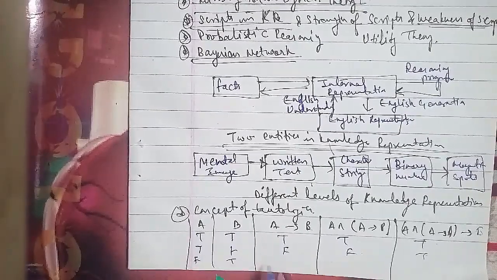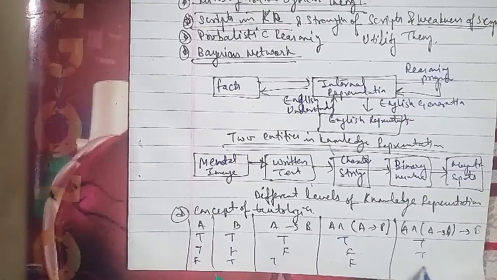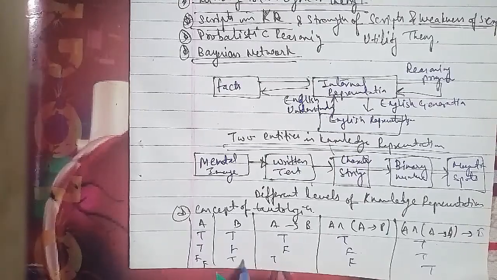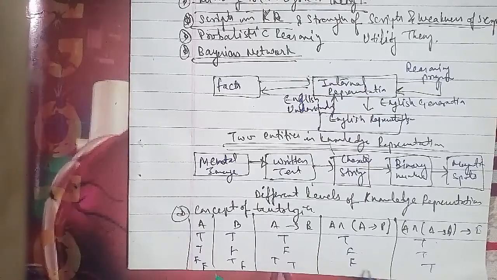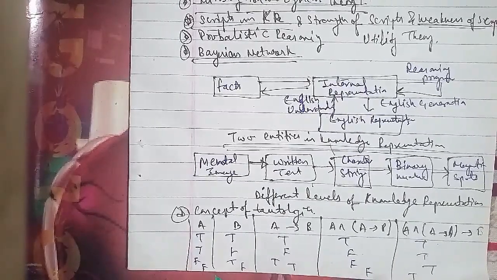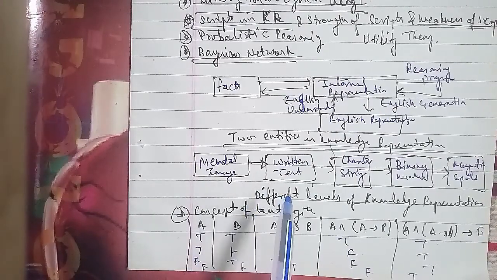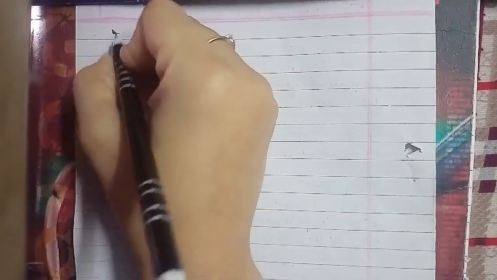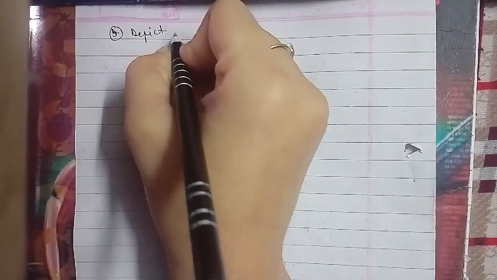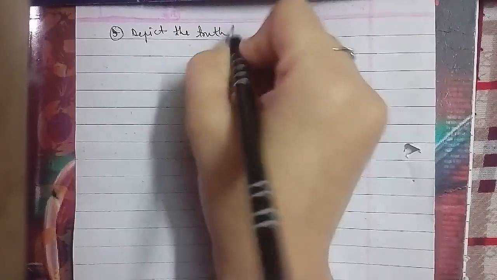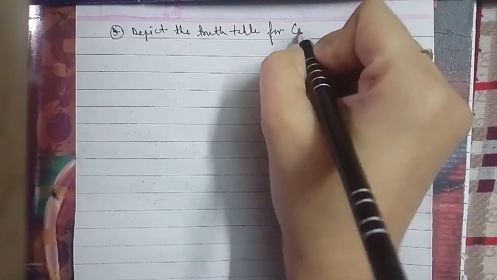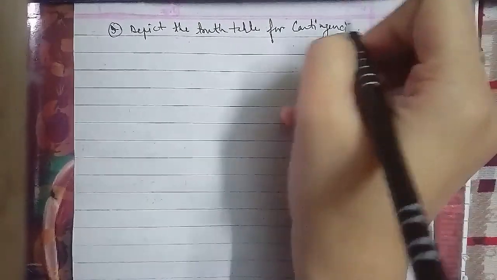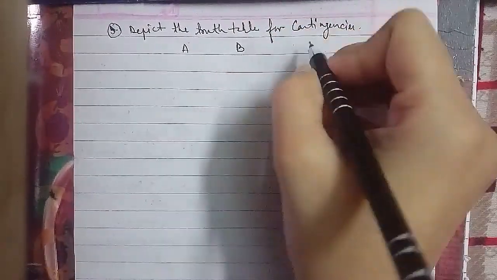Now go ahead with another one: depict the truth table for contingencies. What we have here is A, B, and of course A implies B. So here, if A is true and B is true, then this is true in contingencies. If A is true and B is false, then it is false. If A is false and B is true, then of course it is true. And if A is false and B is false, then it is true. So that is how a contingency performs.